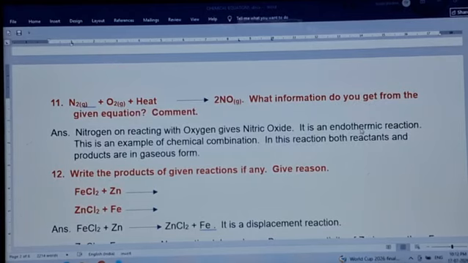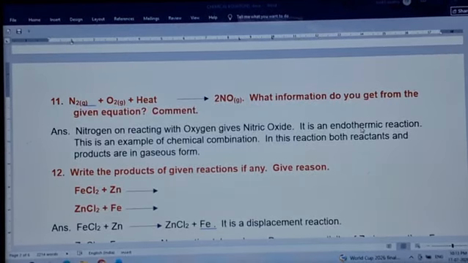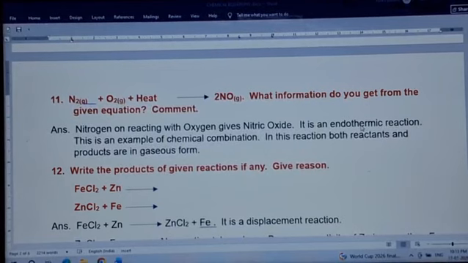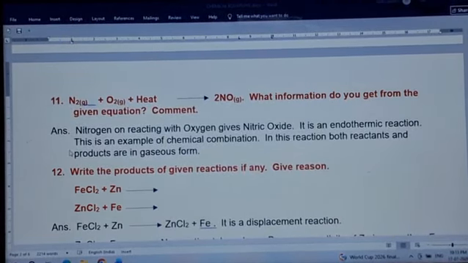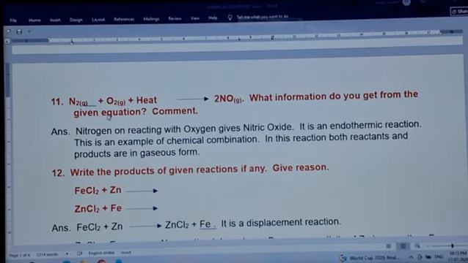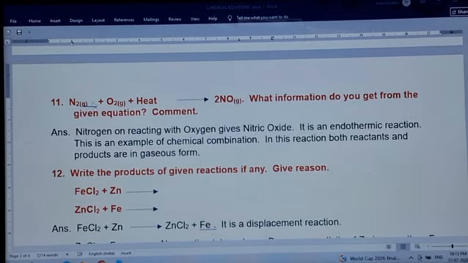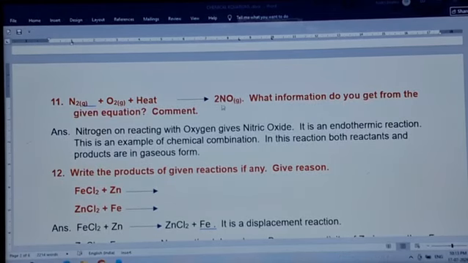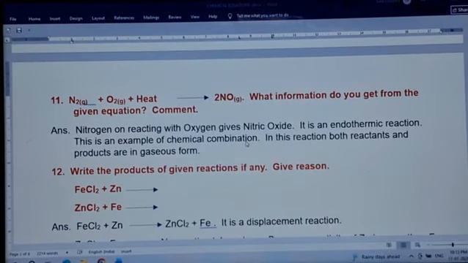Endo means inside, thermic means heat. It takes heat inside, means by absorbing heat, the reaction takes place. So it is an endothermic reaction. And this is an example of chemical combination. See children, nitrogen and oxygen are reacting to form nitric oxide. This is the chemical combination that is taking place.